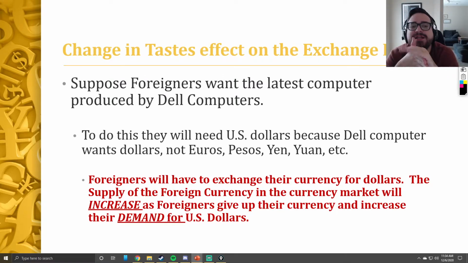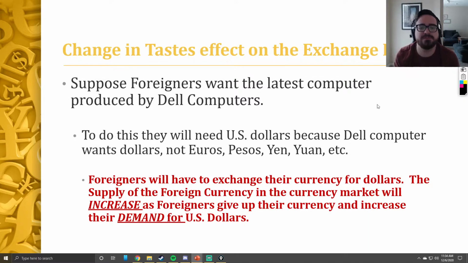So let's say Germans want Dell computers. Don't know why they'd want particularly Dell computers, but Dell is an American company. So at some point in this transaction, they're going to need US dollars. So they're going to have to exchange more of their currency for dollars. Okay, let's think about practically how this works. So if I'm thinking dollars, what's happening for the dollar is that more people want the dollar.